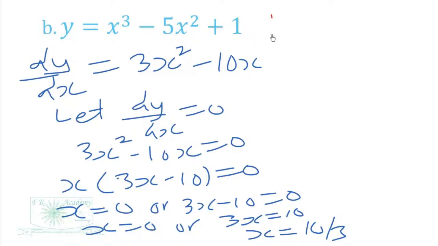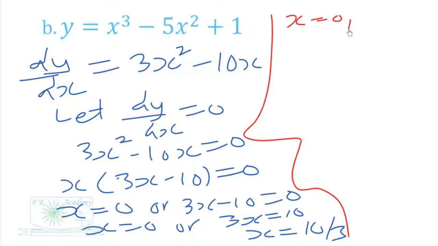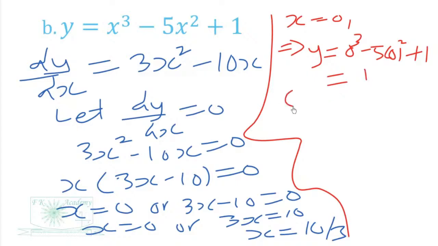So now we determine the corresponding y values. So when x equals 0, y will be equal to 0 cubed minus 5 times 0 squared plus 1. And that will give us y to be equal to 0 minus 0 plus 1, which is 1. So we have a turning point here, or the stationary point to be 0, 1.